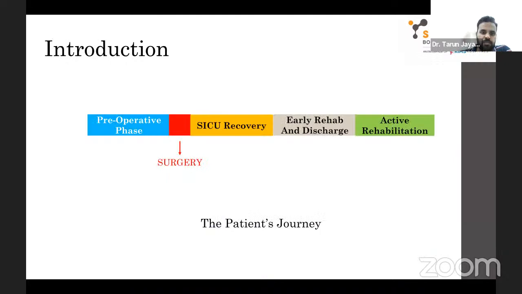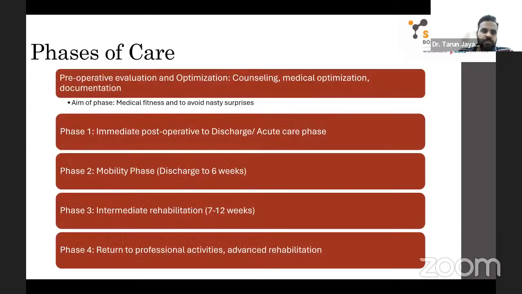outcomes. So till now, what we have discussed in all these past weeks is only the preoperative phase and up to the surgery phase. But that is only two steps in the patient's journey. Still, the patient has to undergo recovery not only in the hospital, but also at home, and later on, he has to get back to his daily routine activities. So for the sake of convenience, the phases of care are divided as follows.